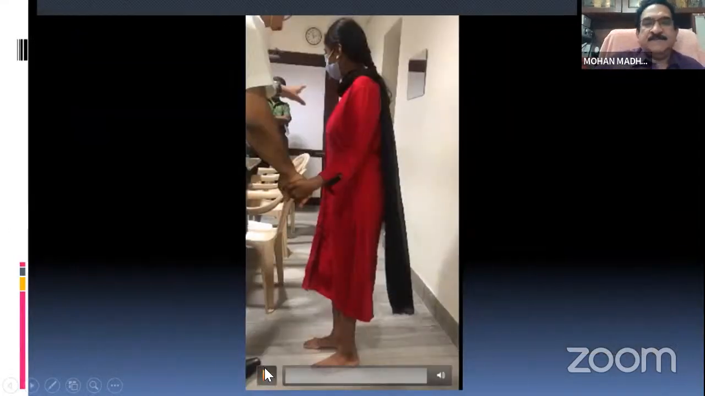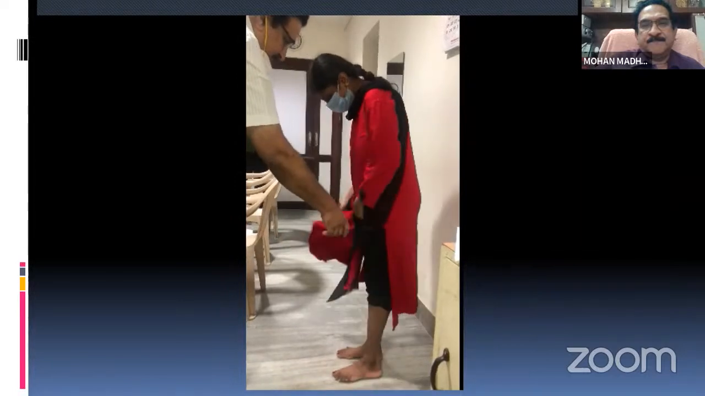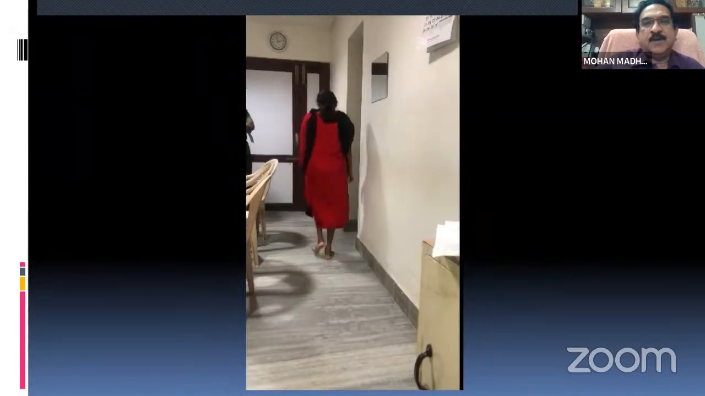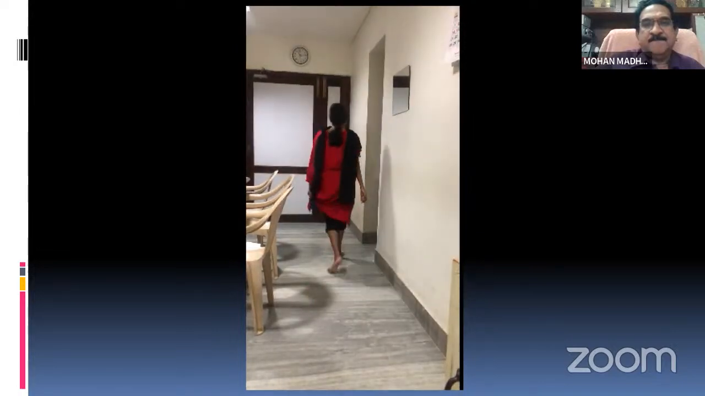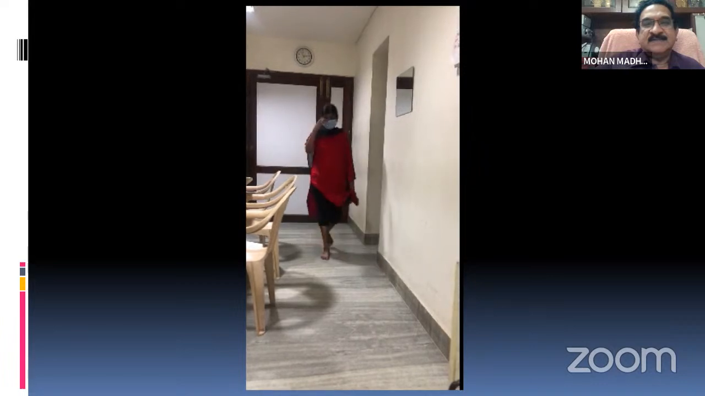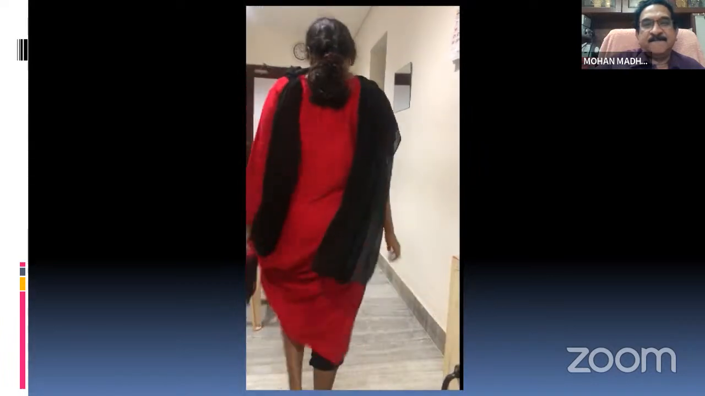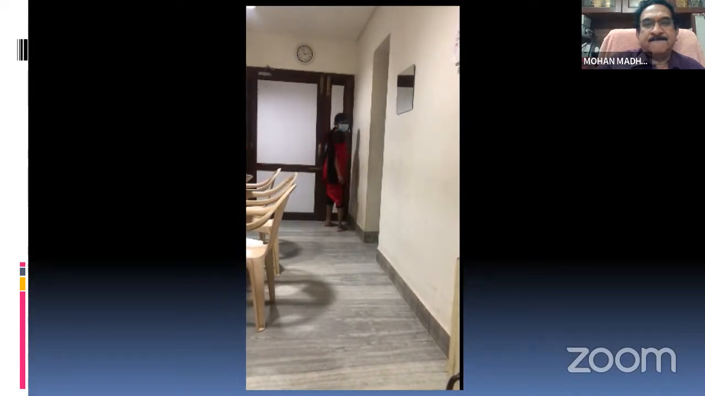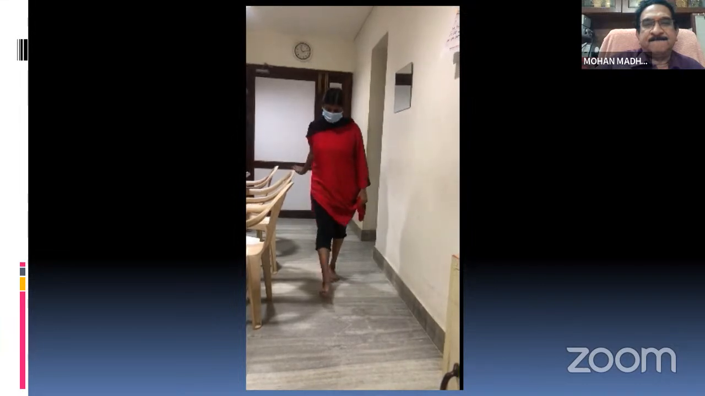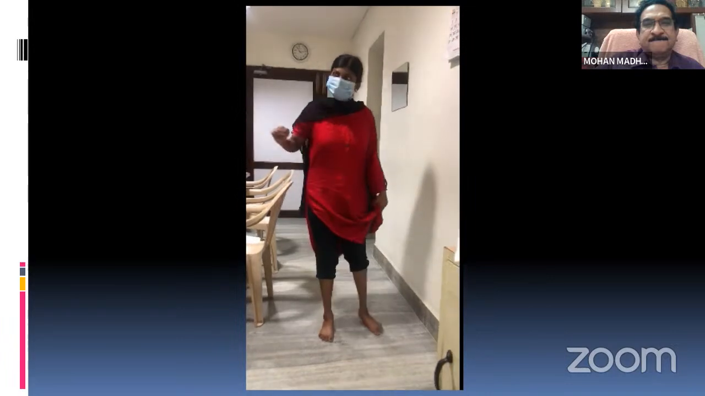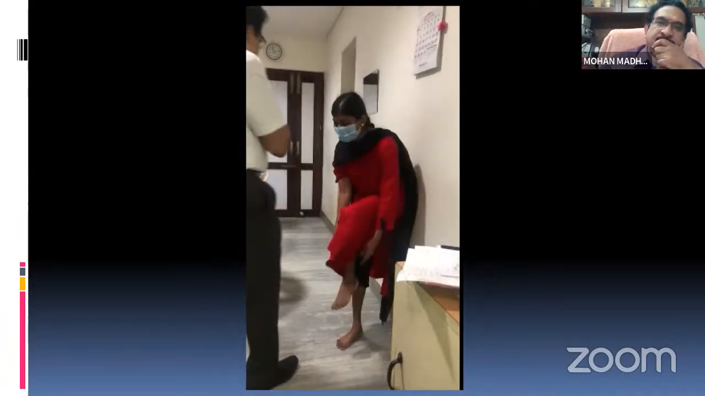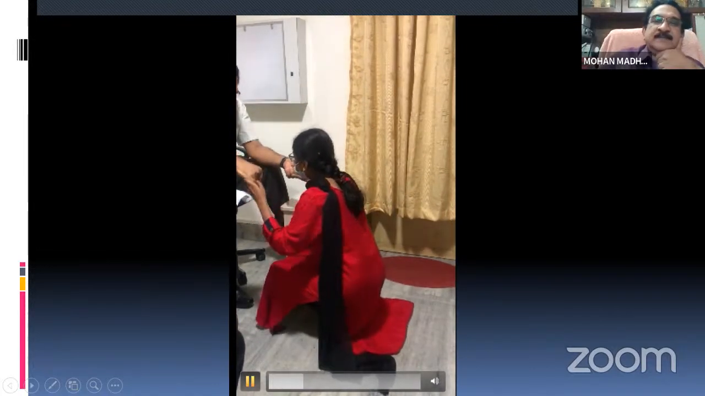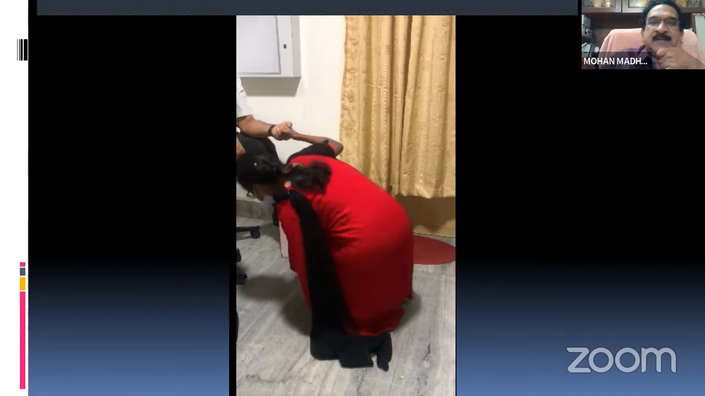This is the stance and gait. This is the way she walked. This is the gait. She could get up from squatting with difficulty. She had the support of a hand on the floor to get up.